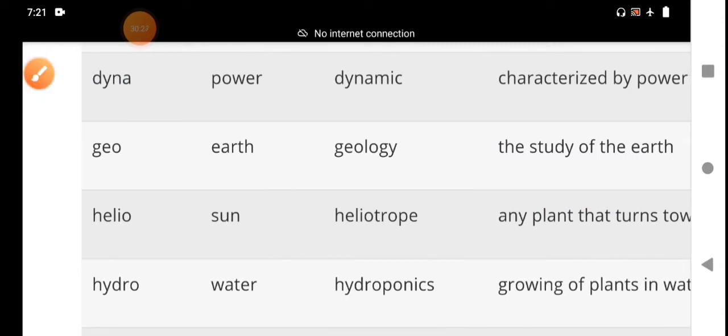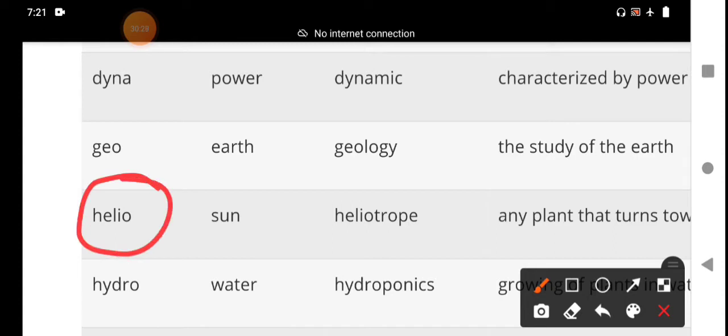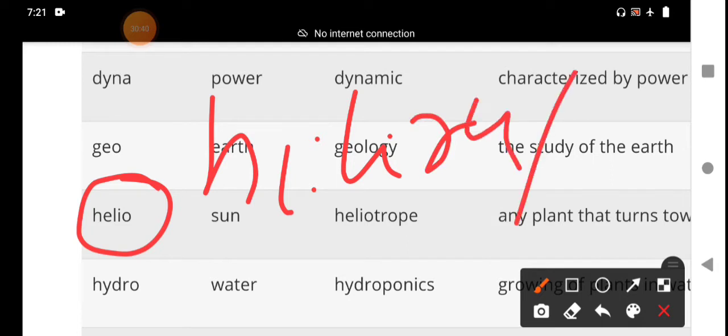And we move on to the next root word. The root word is helio. This is a phonetic script I have written. What is the meaning of helio? Helio means sun, related to the sun, solar. The meaning of helio is relating to the sun.